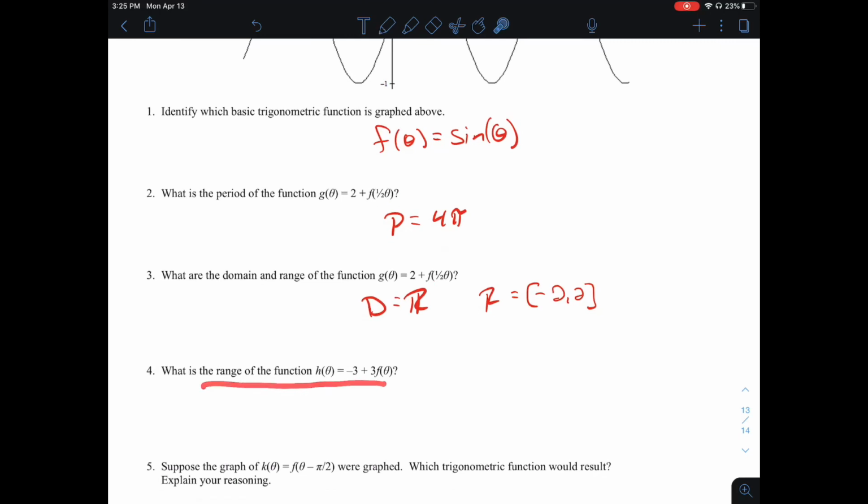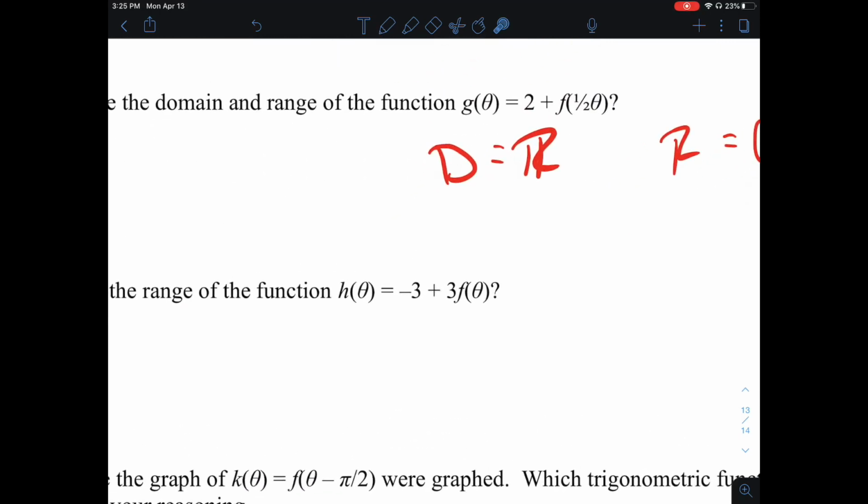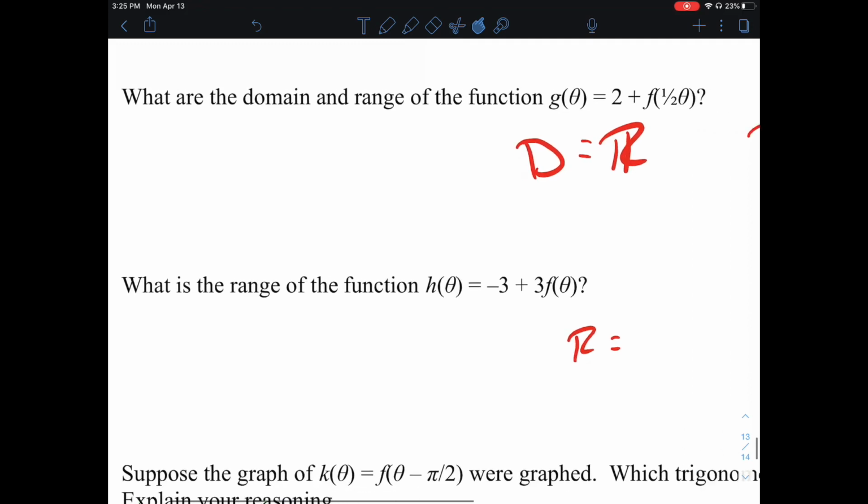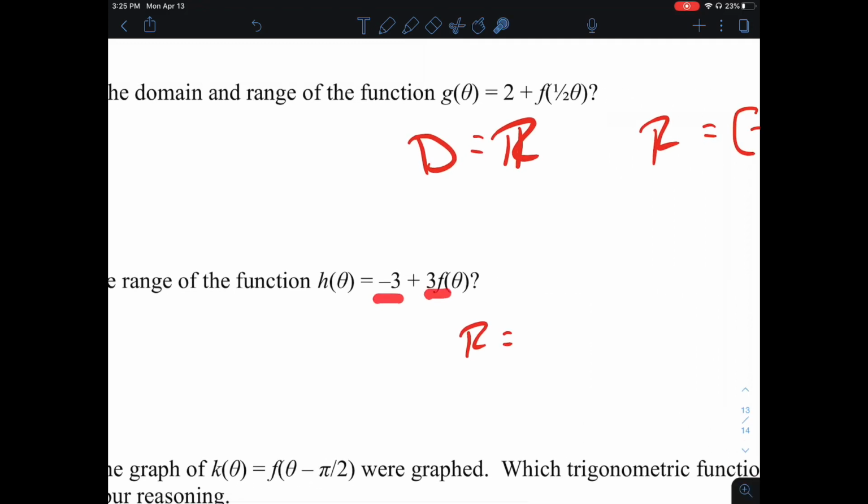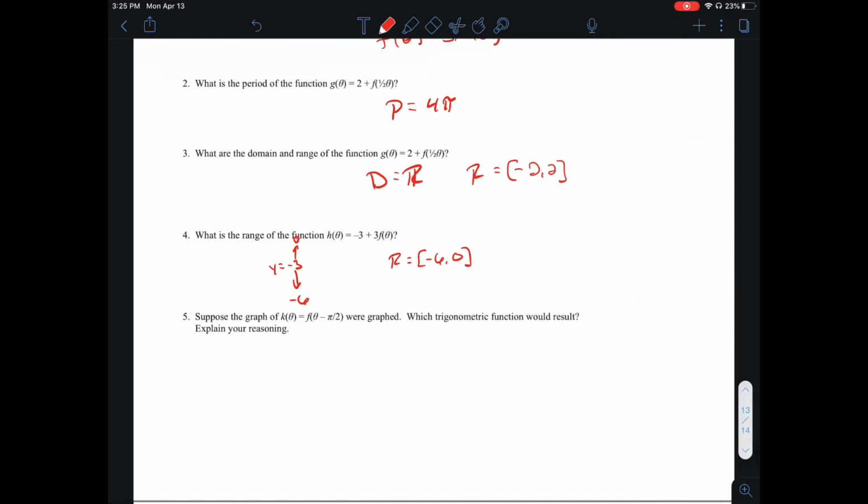What's the range of this function? Well, the range is affected by both of these numbers. The midline is at -3, and we have to go up from this 3, that's going to be at 0, and down from this 3 is going to be at -6. So the range is -6 to 0.